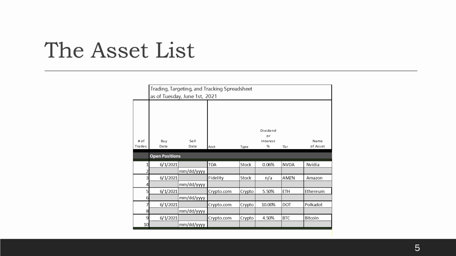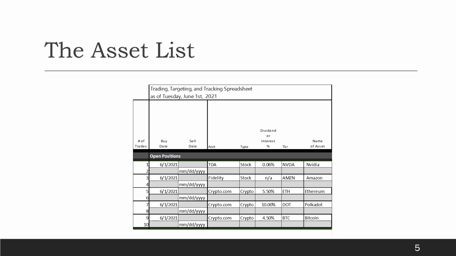Here I have 5 open positions across 3 accounts: TD Ameritrade, Fidelity, and Crypto.com. NVIDIA will be purchased at TD Ameritrade, Amazon will be purchased at Fidelity Investments, and Ethereum, Polkadot, and Bitcoin will be purchased at Crypto.com, as well as our stablecoins.